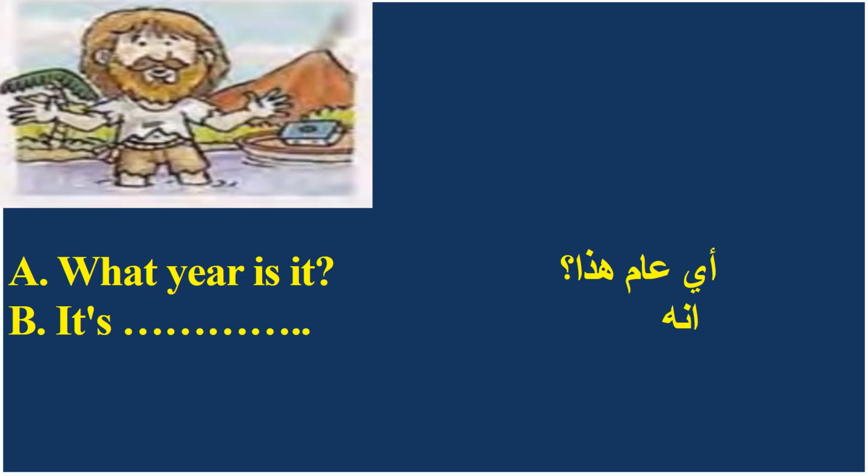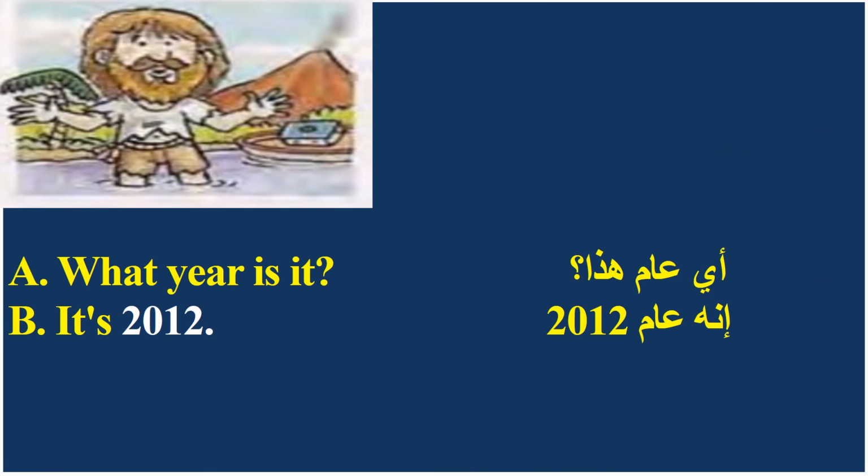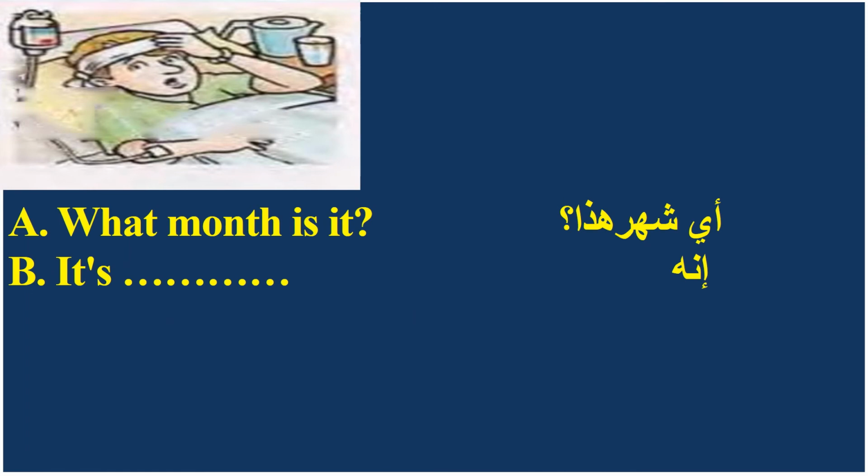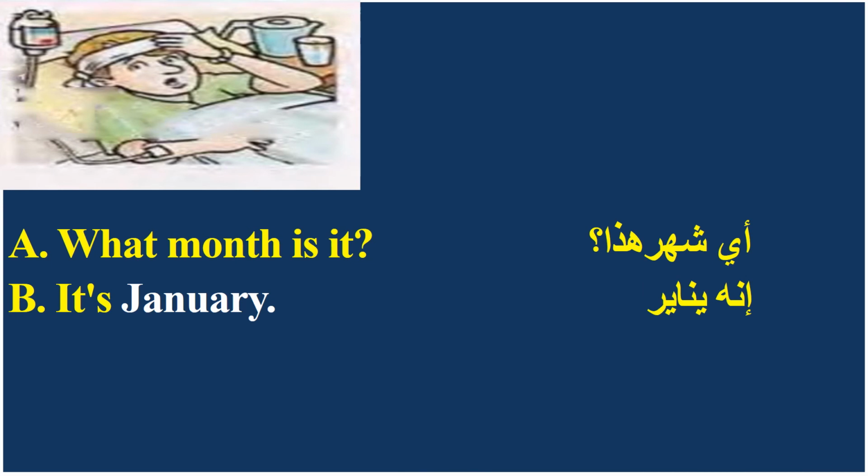What year is it? It's. What year is it? It's 2012. What month is it? It's. What month is it? It's January.